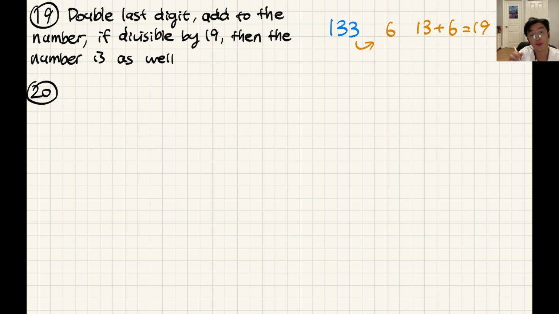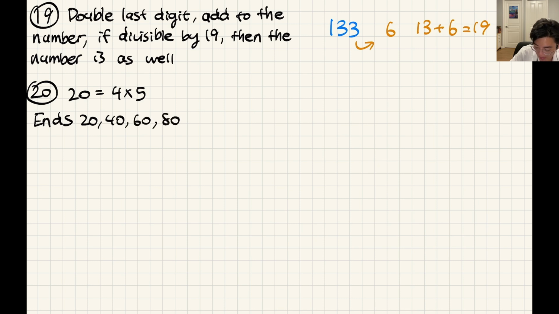Alright, so now for 20, this is a weird one. Normally, or intuitively, we could just follow the rules of 4 and 5. Right, which again, definitely works. But an easier way to think of it is that the number has to end with a 20, a 40, 60, 80, or 2 zeros. Right, a number has to end in one of those 5. So for example, 4,540, right, it ends in a 40, so it's divisible by 20 as well.